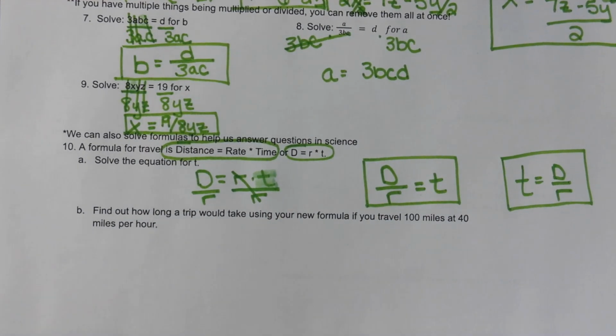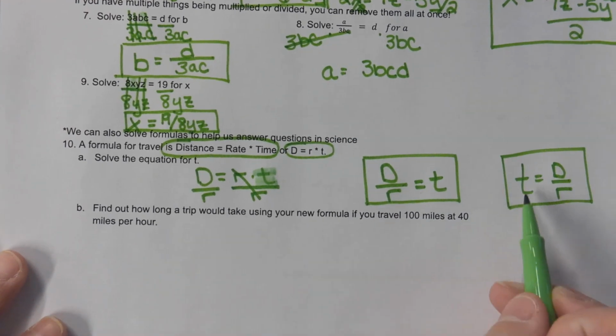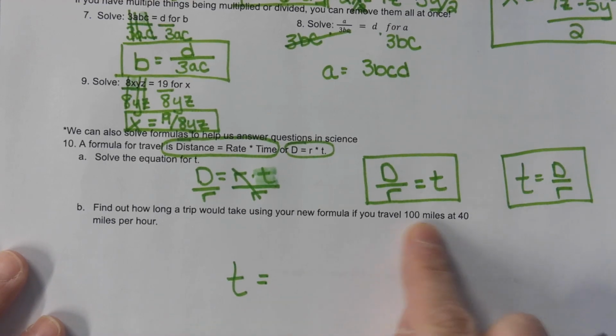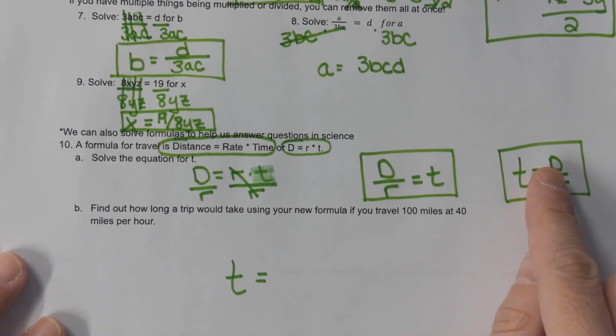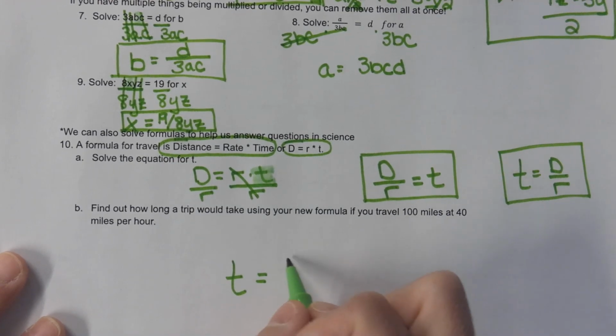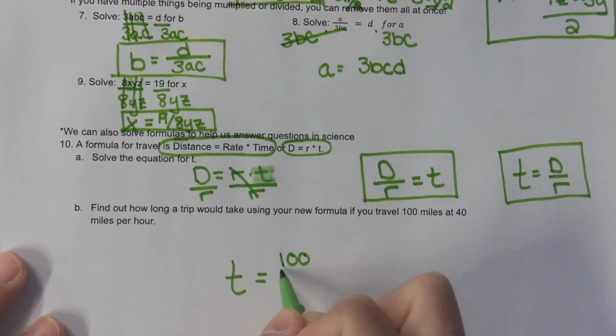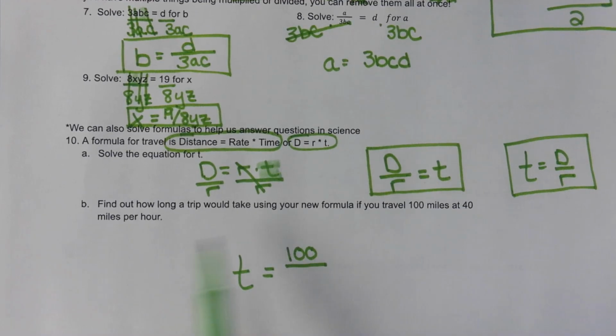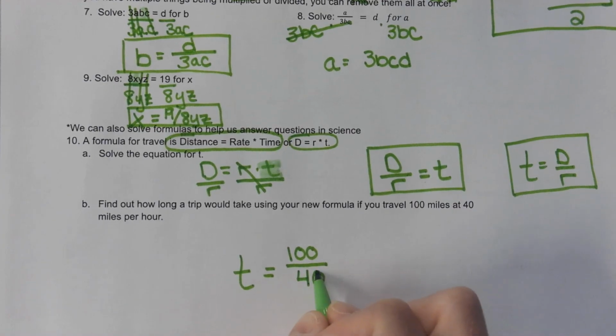Part B. How long would a trip take? So we are solving for time. How long would a trip take if you travel 100 miles? Would you plug in 100 for the D, for the distance, or for the rate? The distance. So I'm going to plug in 100 where the D for distance was. How long would it take you to travel 100 miles at 40 miles per hour? Is 40 my rate? Yeah, it's how fast I'm going. It's my rate of speed.